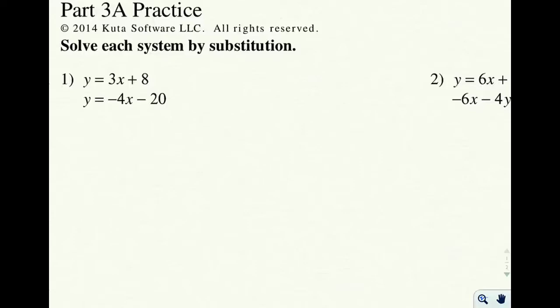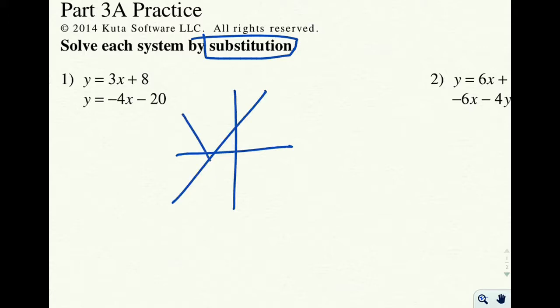We are entering part 3 where we are solving systems of equations. Now the first technique we're going to use to get an exact answer is substitution. Compare this to something like graphing, where if you graph a line and then graph another line, you figure out where they intersect, you get kind of an approximate answer. You don't always know exactly where that's happening on the graph.